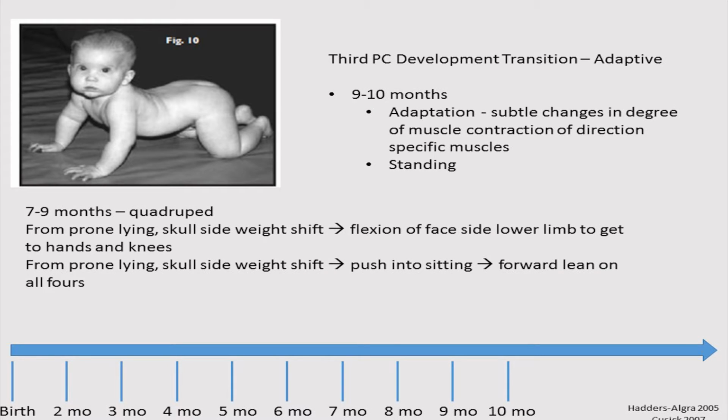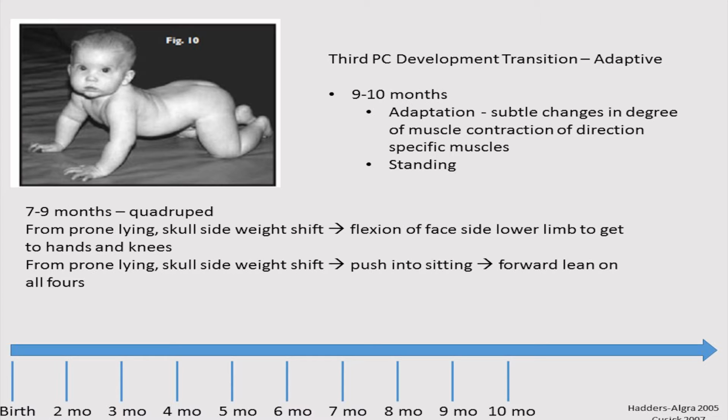Between 7 and 9 months, we move into a quadruped position. So from a prone lying position, they do the skull side weight shift and flexion of the face side lower limb to get up onto their hands and knees. And they can also, from that position, push up into sitting, lean forward, and then start to crawl.